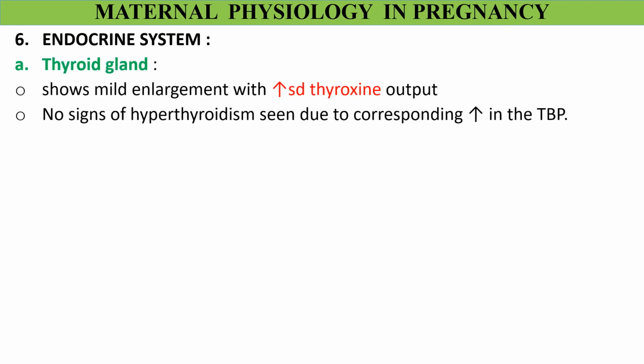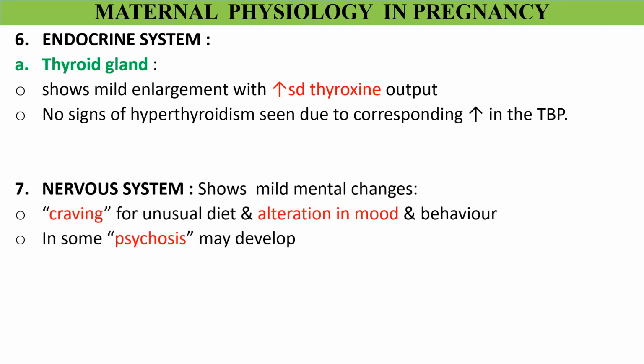Almost all the endocrine glands of the mother react substantially during pregnancy. Thyroid gland shows mild enlargement due to increased thyroxine output. Pregnant female shows central nervous symptoms of cravings for unusual diets during pregnancy, and she also experiences alterations in mood and behavior.